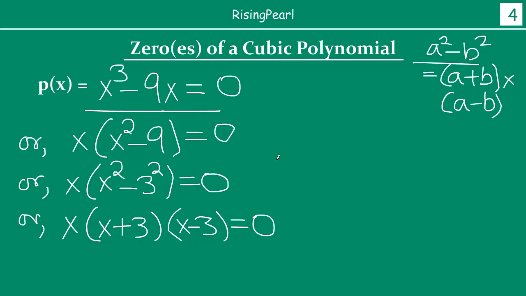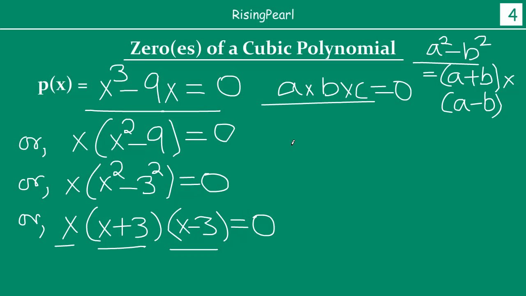Now if you look at this, what we have is a times b times c is 0. By that I mean we have 3 factors. This is my first factor, this is my second factor, and this is my third factor. So the product of 3 factors is 0. It means either a can be 0. Then it doesn't matter what b and c are. If a is 0, the entire thing becomes 0. Similarly, b can be 0. If b is 0, it doesn't matter what the values of a and c are. If b is 0, the entire thing becomes 0. And by the same logic, c can be 0. That means x can be 0. The first factor is x, so x can be 0.